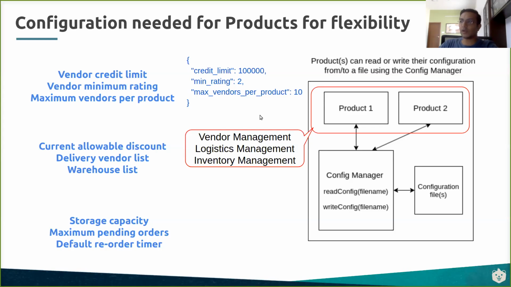Say for our simplification purpose, we are saying we've stored it in a JSON file instead of a database, right? So the credit limit is say 100,000. The minimum rating for a vendor is 2. Below that, I'll have to take some action. Maximum vendors per product is 10. If any other new vendor comes in and says, I'll sell the same product, I should not let him on the system, right? I should not be adding him to the system, right?